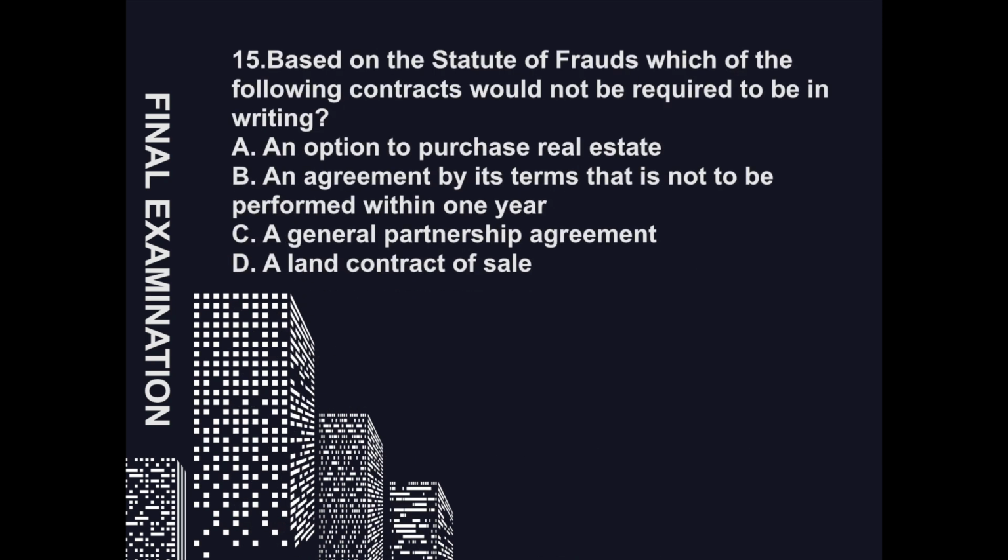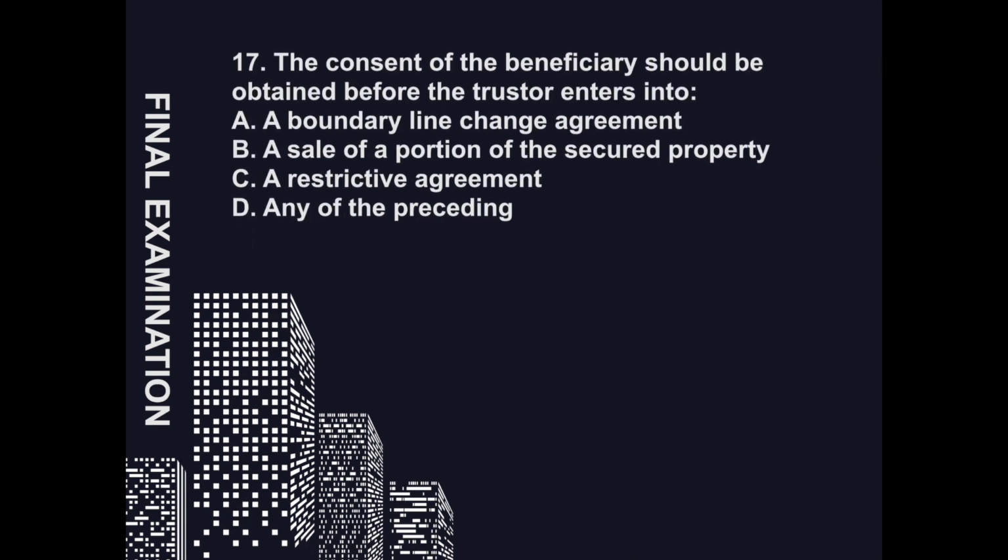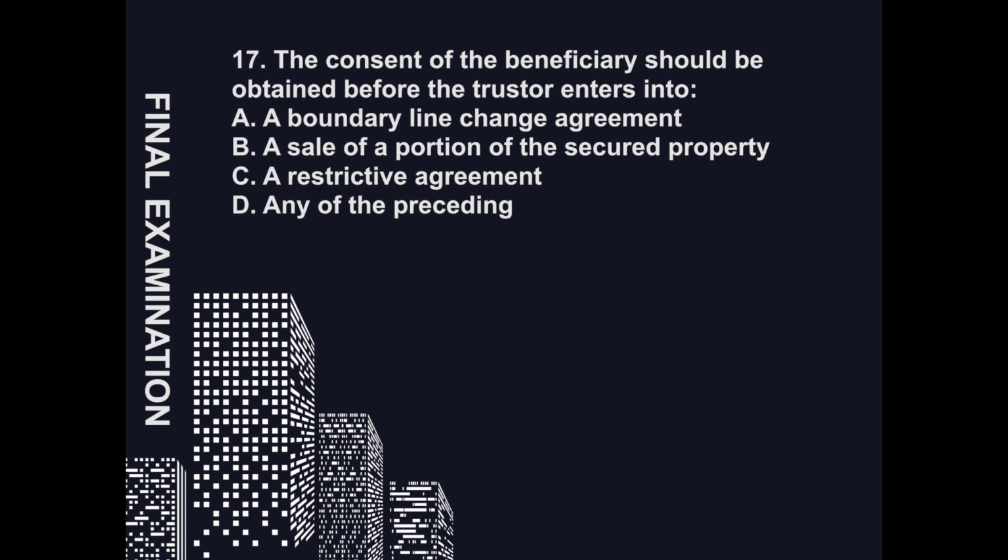Based on the statute of frauds, which of the following contracts would not be required to be in writing? A general partnership agreement. The trustor under a deed of trust is the borrower. The consent of the beneficiary should be obtained before the trustor enters into any of the preceding.